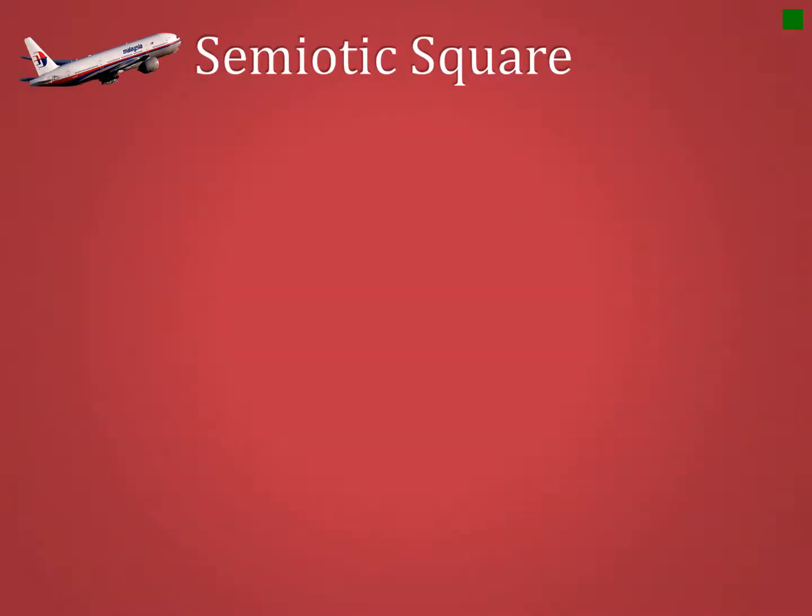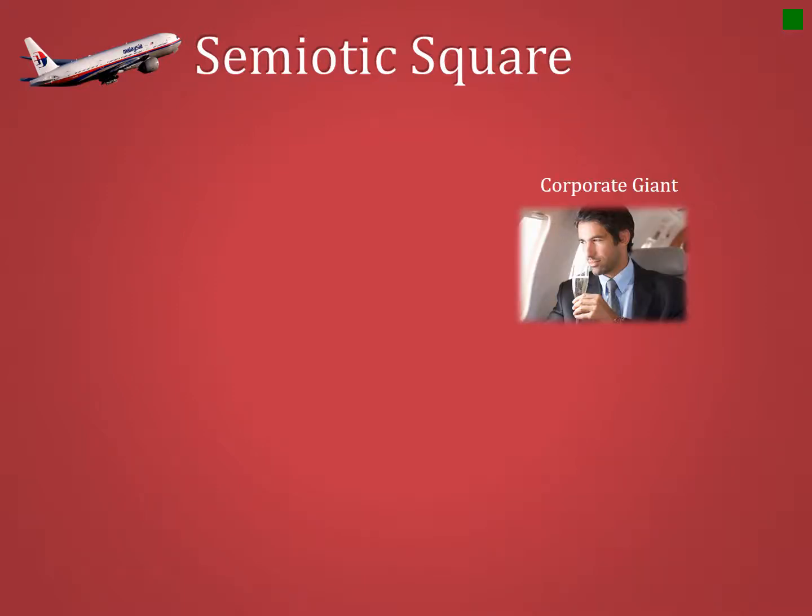And now we will look at the semiotic square, starting with the corporate giant. These are businessmen with impressive prestige. They expect a full-service carrier with luxury-type amenities. They belong to the primary target audience, business.